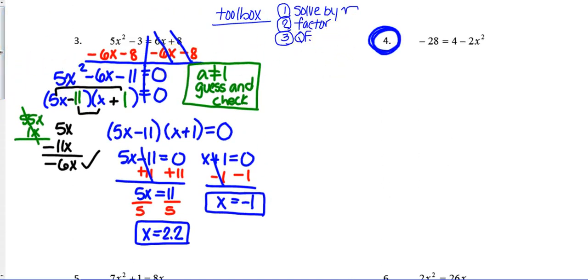I wrote a hint for number 7, so I probably should put a little one for number 4. My question to you for number 4 is, do you see a middle term? Do you see an x term? And the answer is no. So no bx term, or no middle term. This is going to be a solve by square roots.